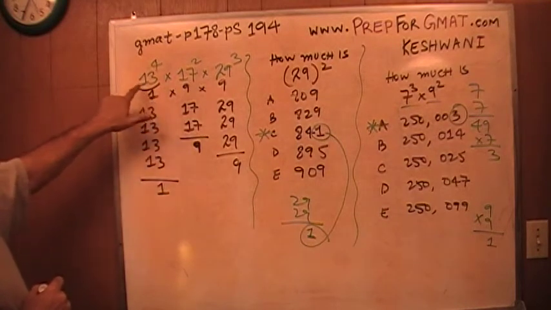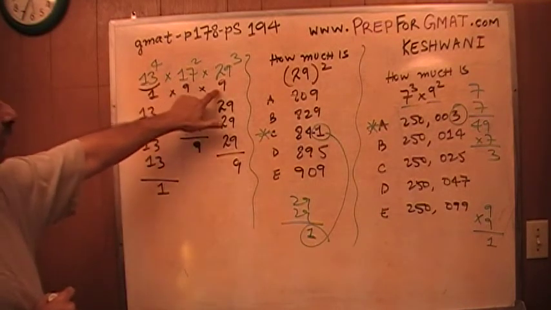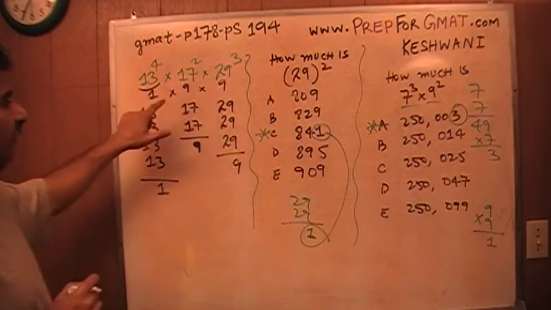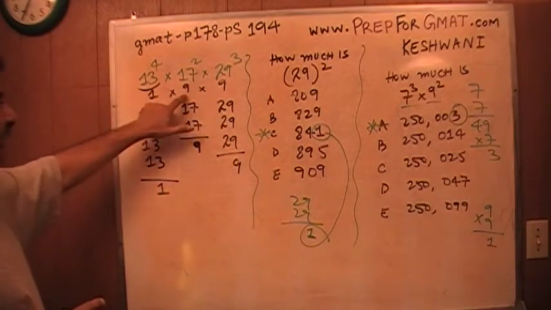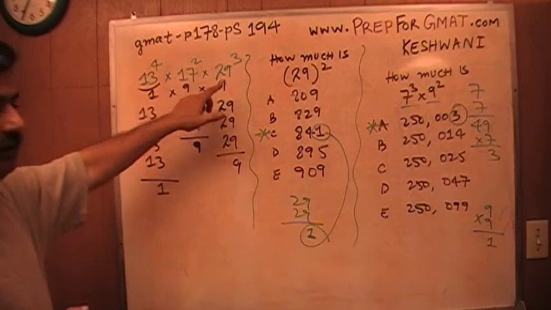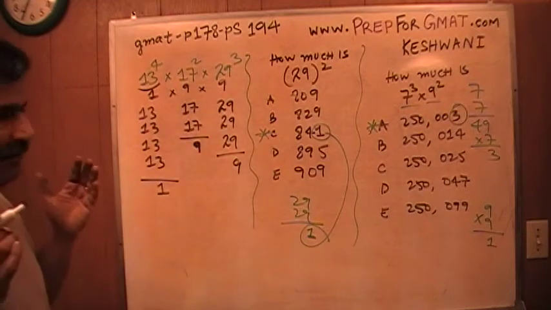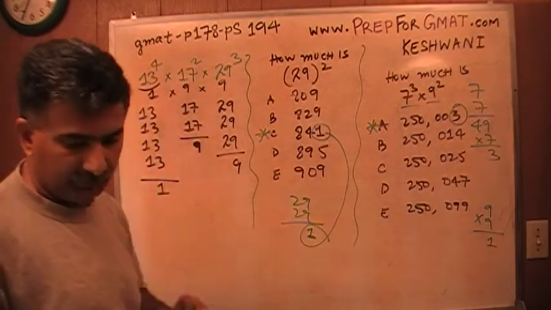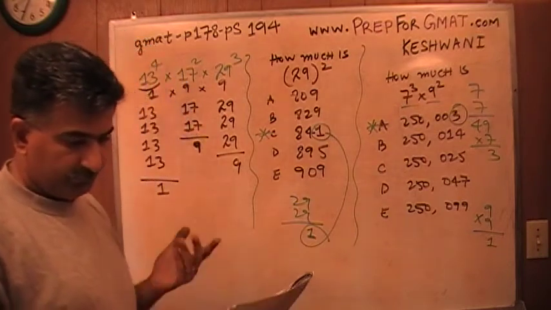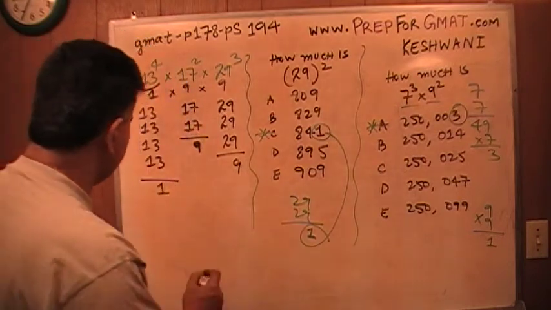So this is the unit digit of this guy, this is the unit digit of this guy, this is the unit digit of this guy. So now we have to multiply these to figure out the unit digit overall. 1 times 9 is just 9 and 9 times 9 is 81, which means the unit digit of the entire thing is 1 because it ends in an 81. Unit digit is 1. Well, there you go. The answer is E.